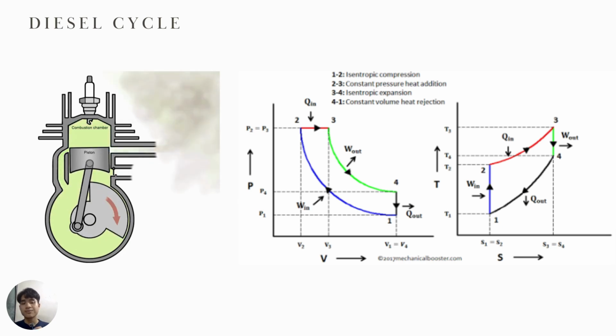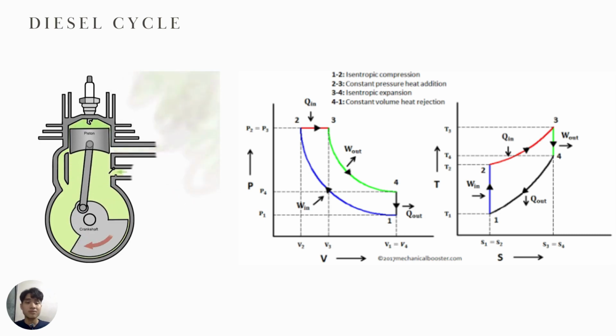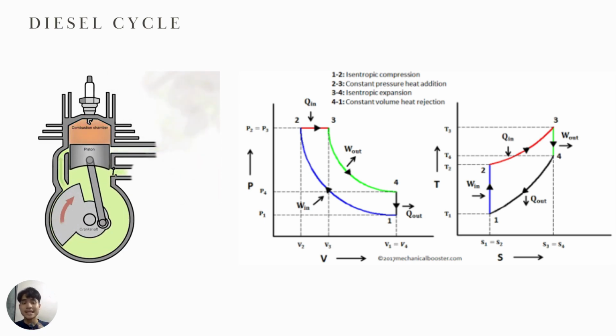Last but not least, process 4 to 1 is isochoric heat rejection, and finally heat is rejected at a constant volume. This represents the exhaust phase, where the spent gases are expelled from the cylinder. The pressure and temperature drop, but the volume remains constant. Those are the 4 processes in the diesel cycle.